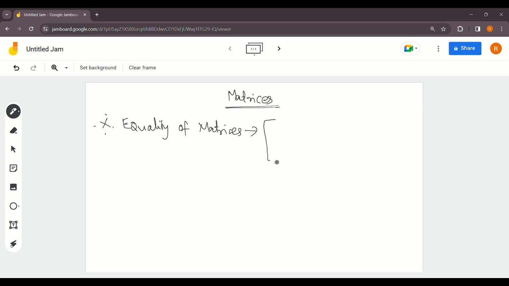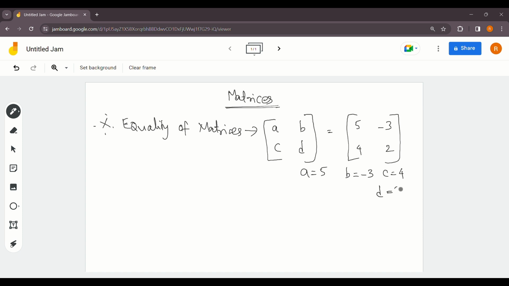For example, the 2 cross 2 matrix with elements A, B, C, D, with 2 rows and 2 columns, is equal to the matrix 5, minus 3, 4 and 2. Then you can equate and say A is equal to 5, B is equal to minus 3, C is equal to 4 and D is equal to 2. So this is about the equality of matrices. Questions can be asked in this topic.